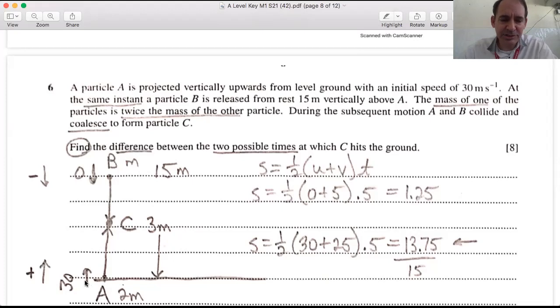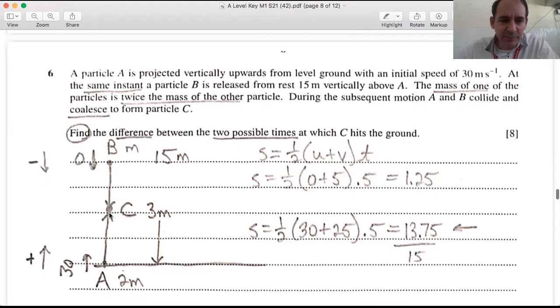We have A being projected from the ground at 30 meters per second. At the same time, from 15 meters above the ground, B is being released from rest, that means from 0 meters per second. Somewhere in between, I just put it in the middle. It's definitely not to scale. We find out later that B only drops 1.25 meters and A goes all the way up to 13.75 meters, but we don't know that right now; we calculate it later.